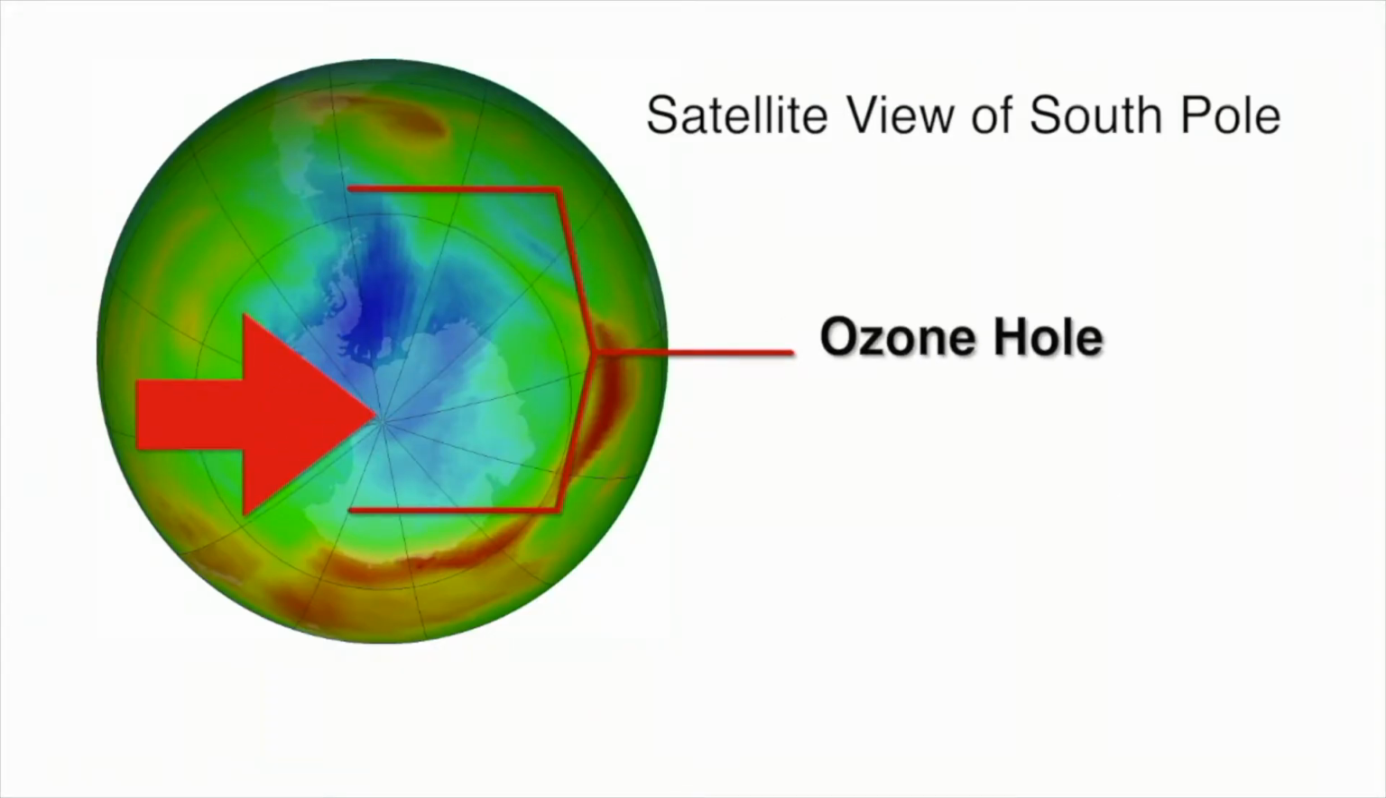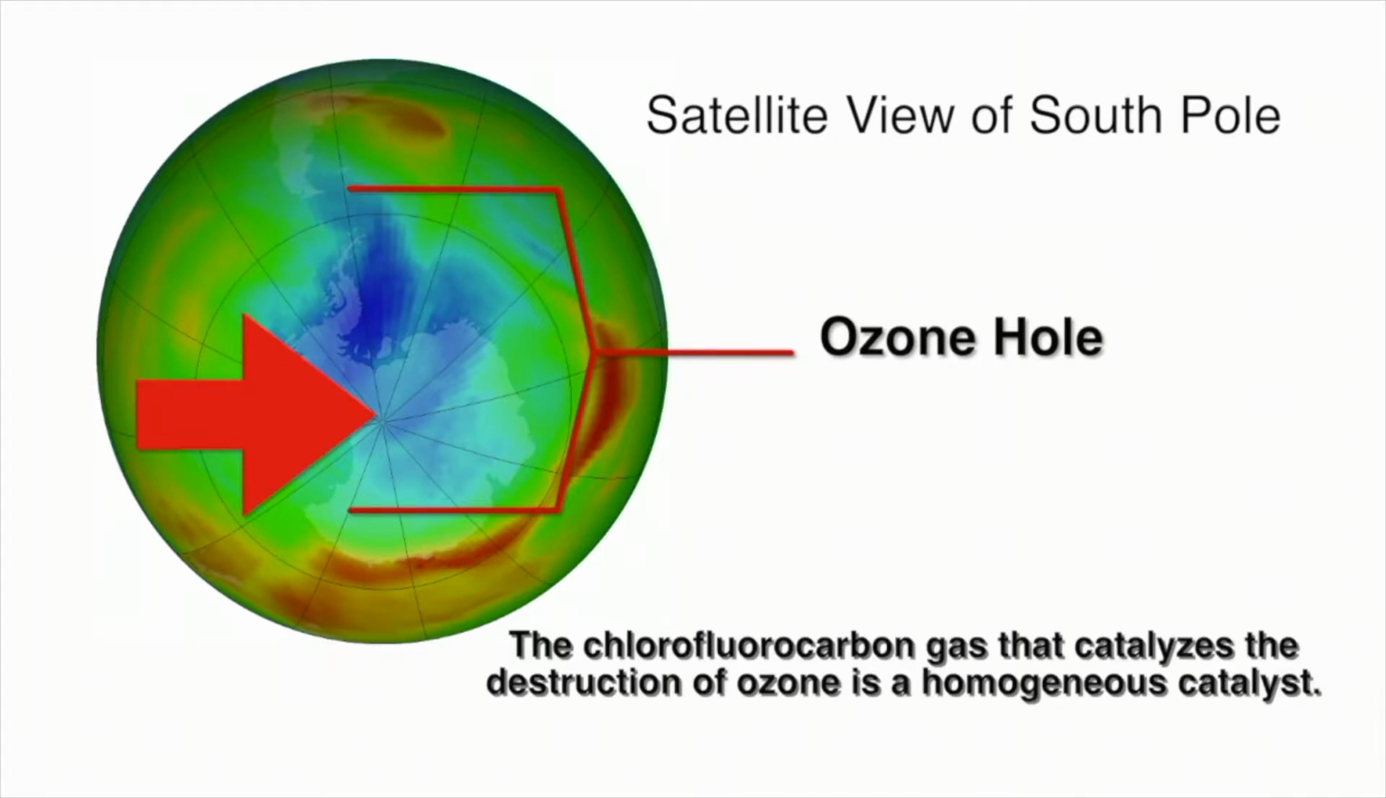Some types of gases cause destruction of the ozone layer that protects humans and other life from harmful radiation. These gases, such as chlorofluorocarbons, catalyze the destruction of ozone, a form of oxygen gas. Both the reactants and the catalyst are gases.